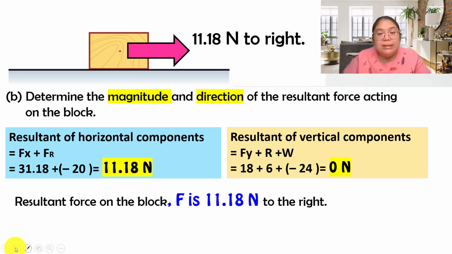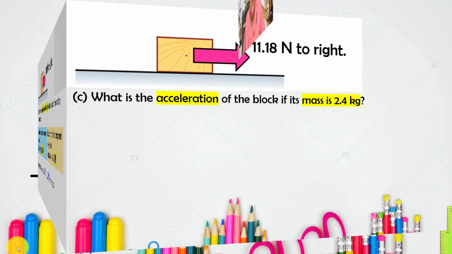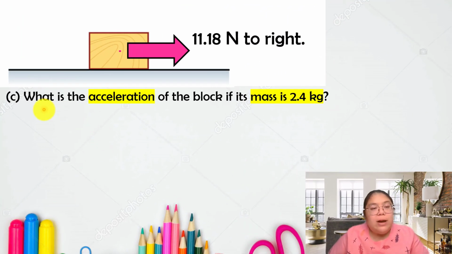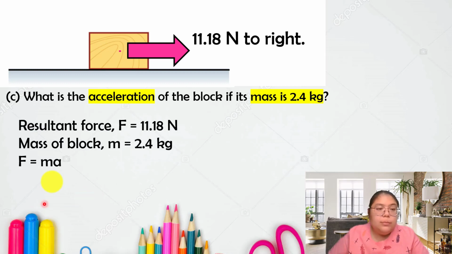So we have so many steps to do, and after that we need to find the last answer, the resultant force acting on the block. From here, after you find the resultant force, the block will go to the right. Then you need to find the acceleration if the block mass is 2.4 kg. So we need to find which equation to follow. The resultant force is 11.18 Newton, and from the question the block mass is 2.4 kg. So we still use the same equation, F equals ma.